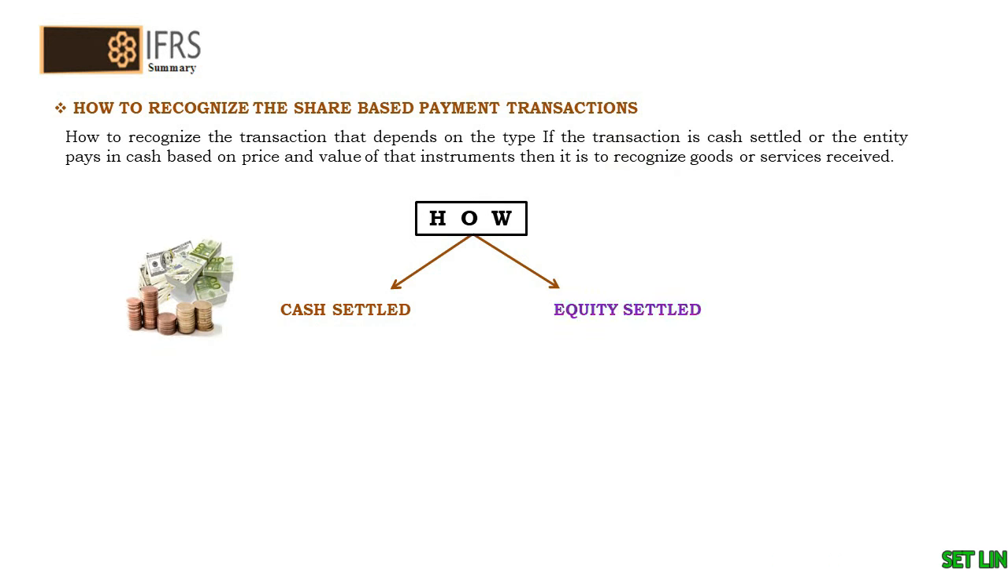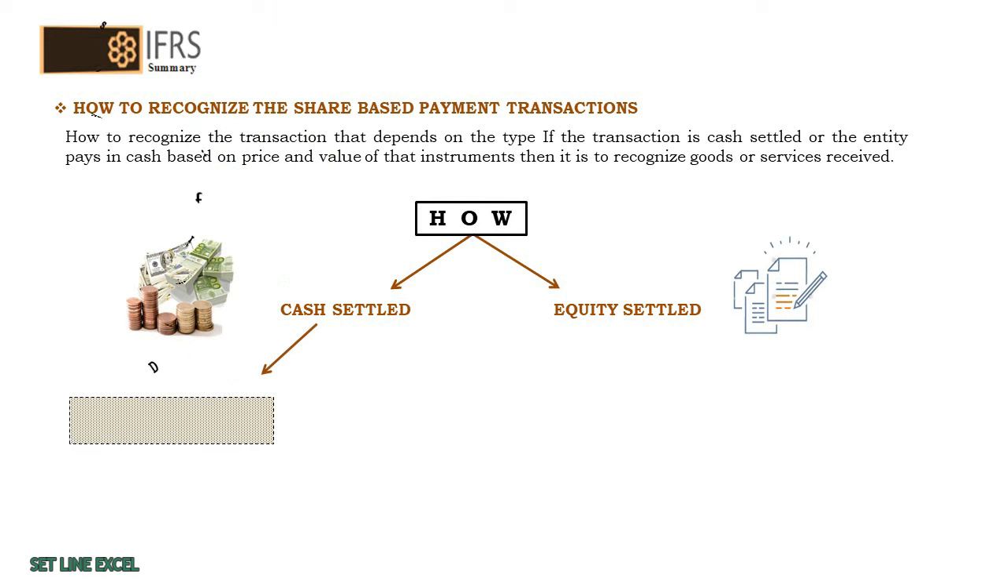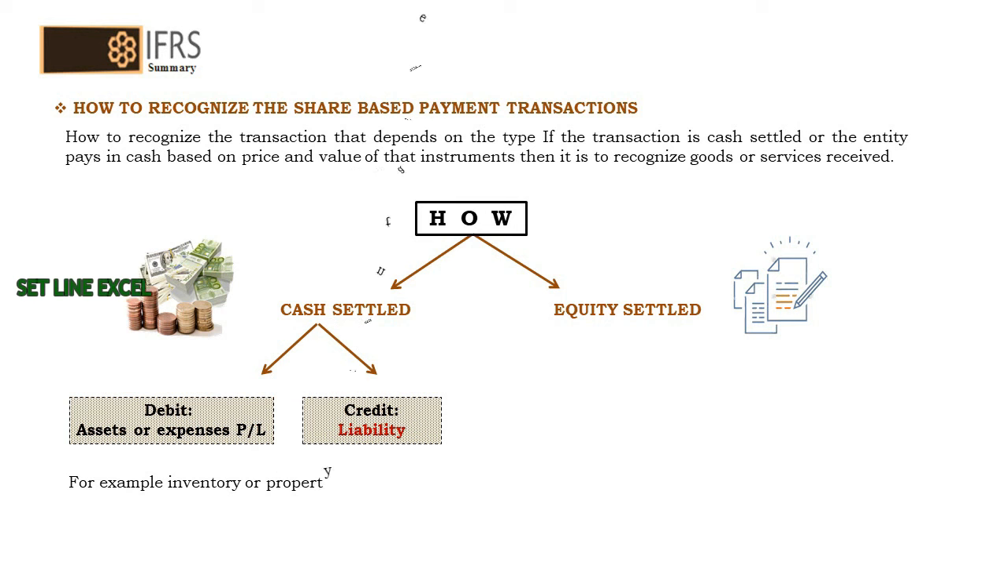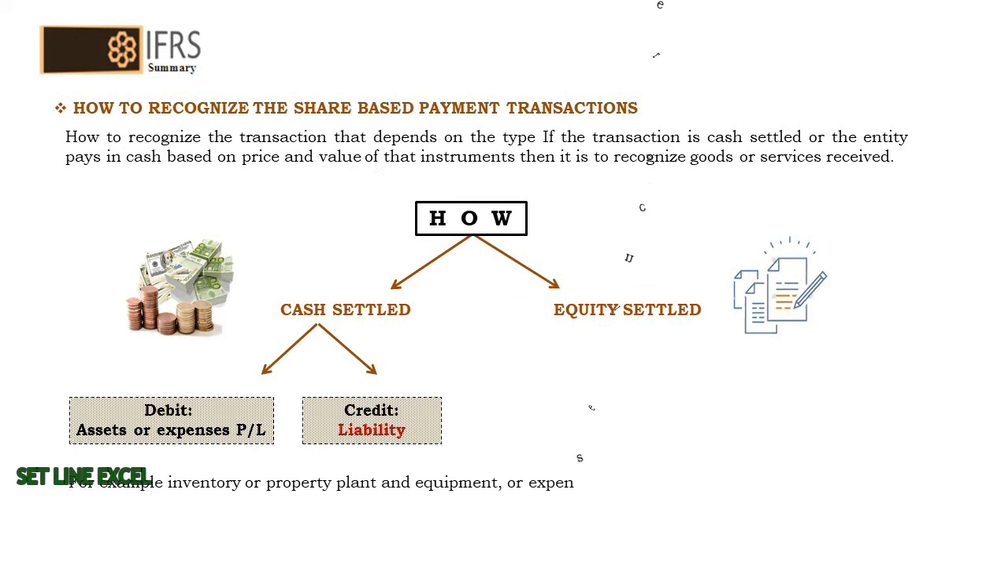Equity settled. If the transaction is cash settled, our accounting entry will be like this: debit assets or expenses account; credit liability account. For example, debit inventory or property, plant and equipment, or expenses account, in correspondence with a credit to the recognized liability account.